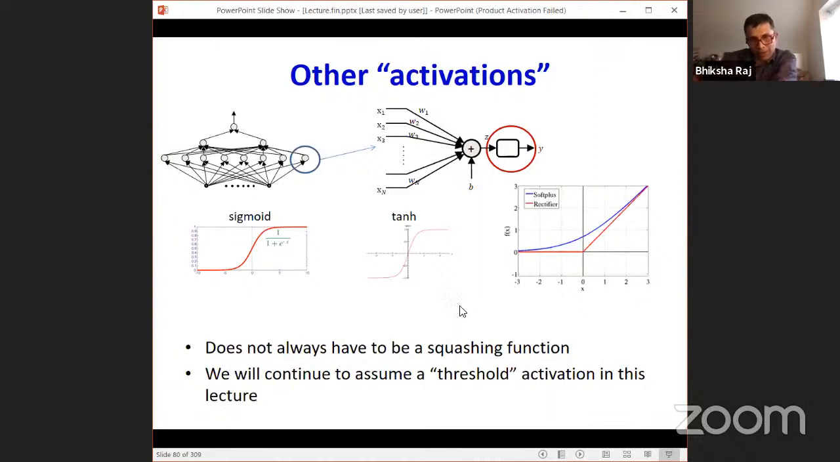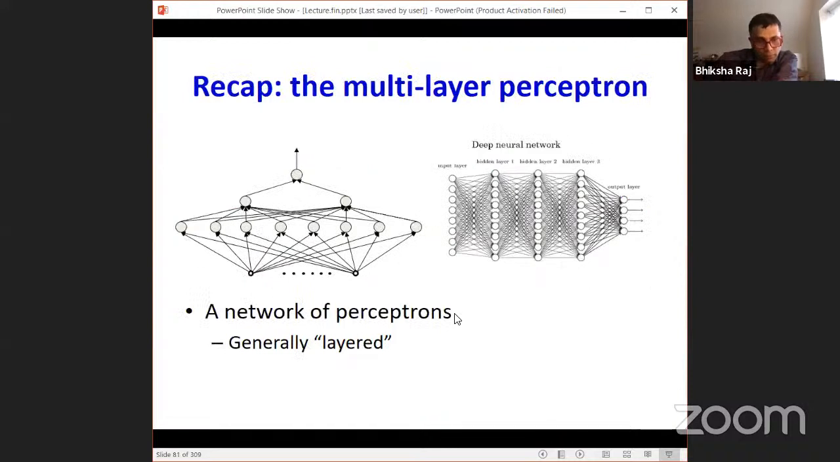But again, I'm going to continue assuming threshold activations for the purpose of intuition. So now, when we are speaking of multilayer perceptrons, we are speaking of a network of perceptrons. And we are generally speaking of layered networks of perceptrons.